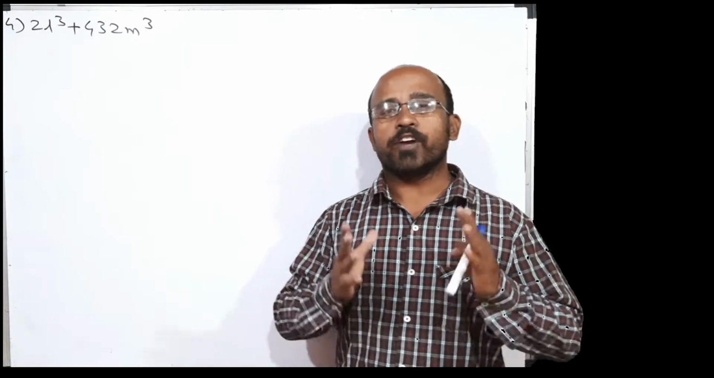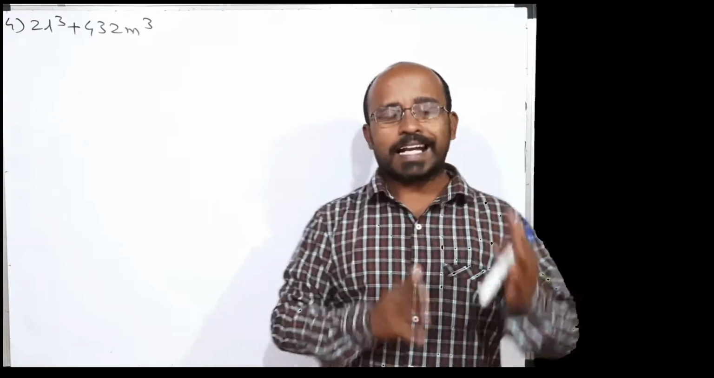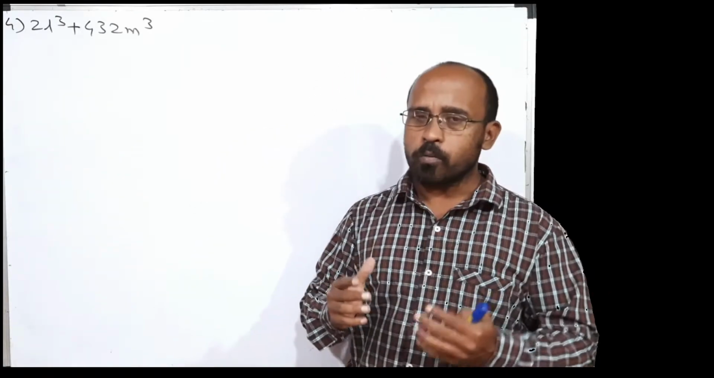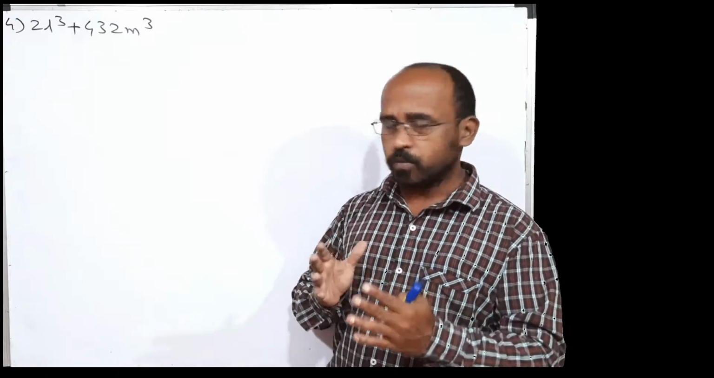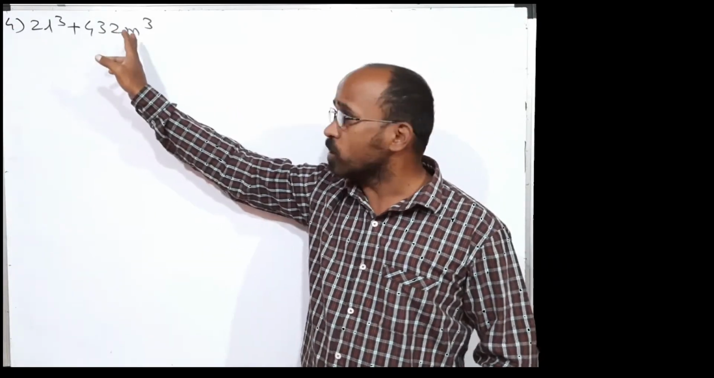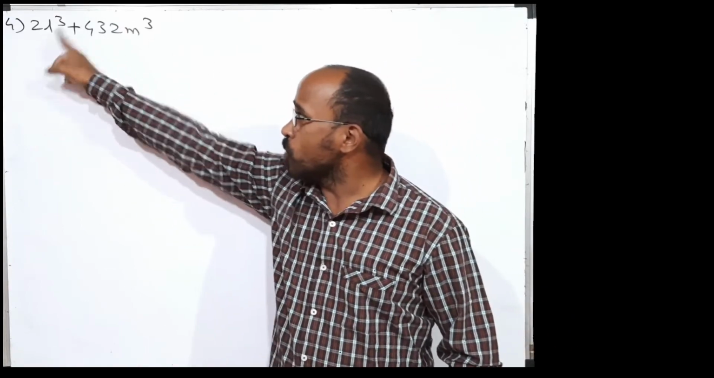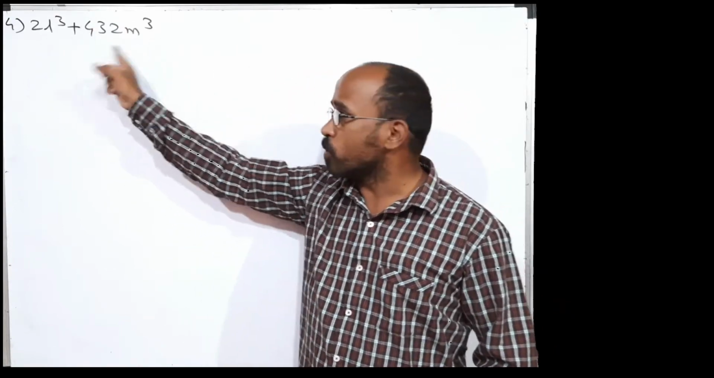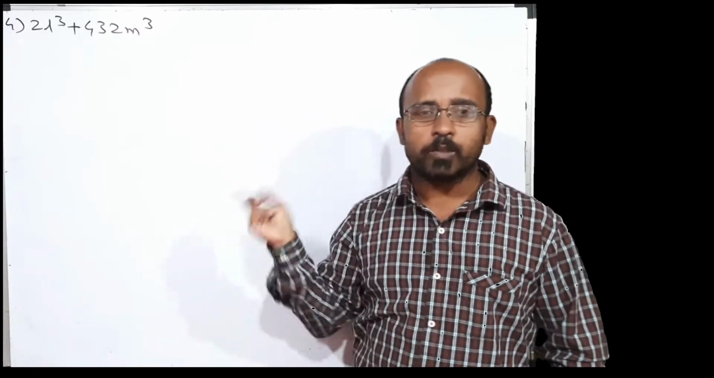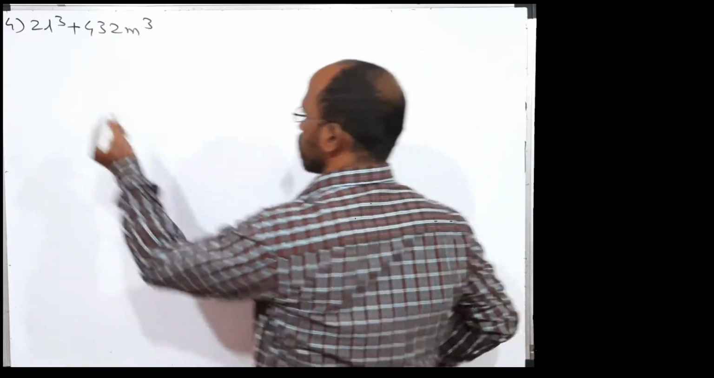Students, we are dealing with the factorization, so we can use that technique. In factorization, what do we do normally? We find out common between two numbers. So if it is possible to find out anything common between these two numbers, let's try to find it out. 432 ends with 2, so both of the numbers are divisible by 2. So let's take 2 as common number.